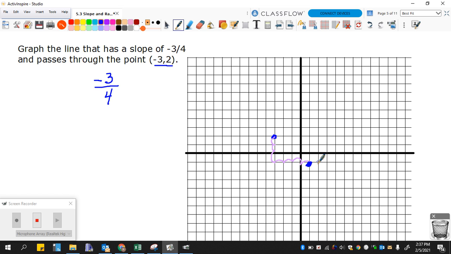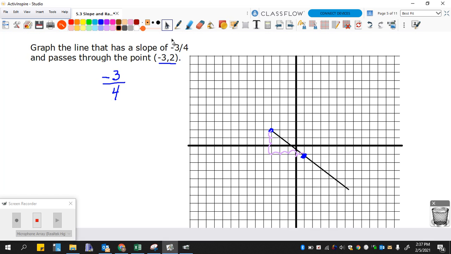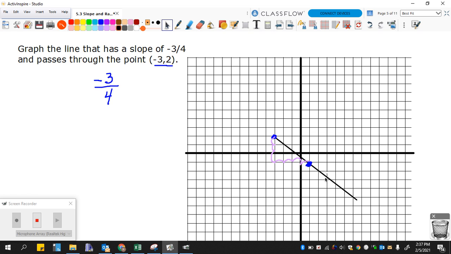If we want to do it again, we can, but two of them is going to be enough, because all you need is 2 points to draw a line, and then you just draw a line through both of those points, just like that. Okay, and you draw the line all the way through the points. You don't stop at each point. You go all the way through them.